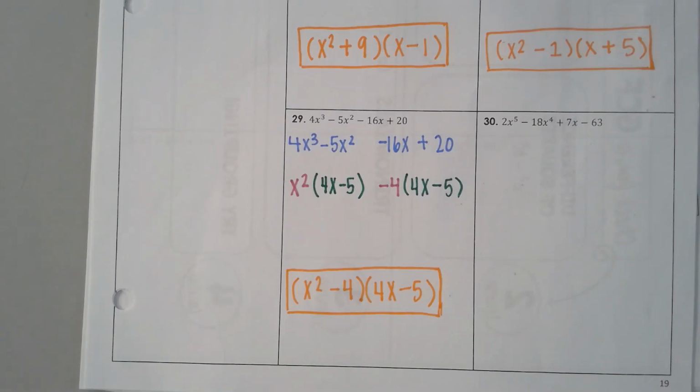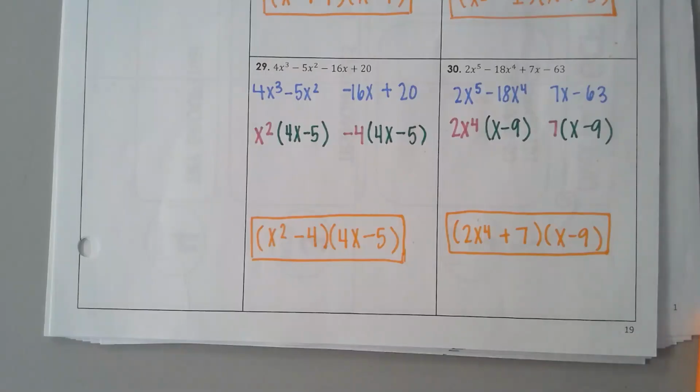Try number 30. So this is what you should have got. 2x to the 4th plus 7 and x minus 9. Any questions?